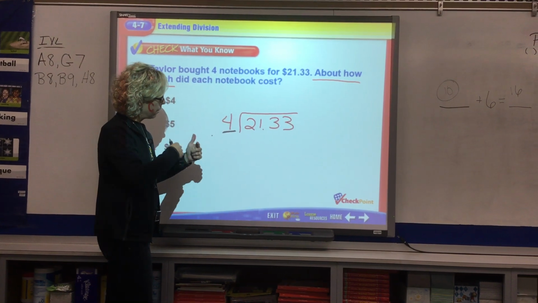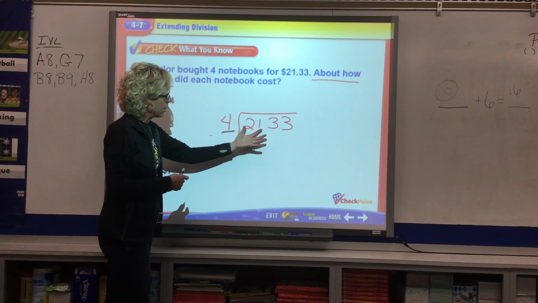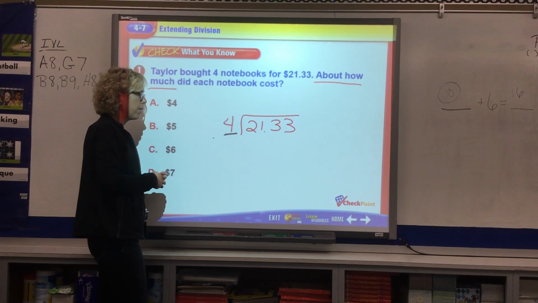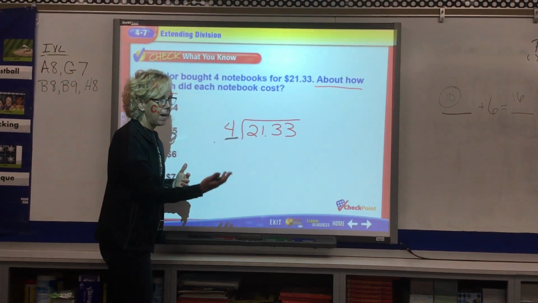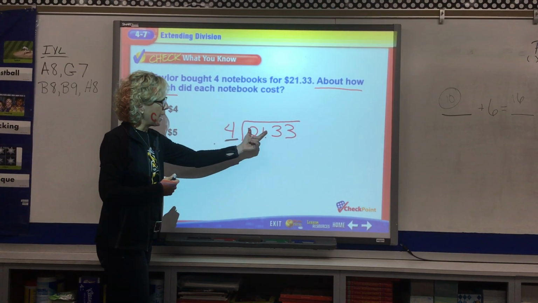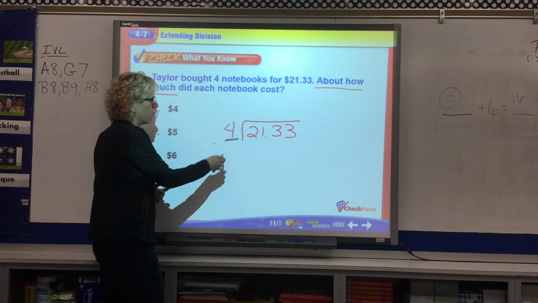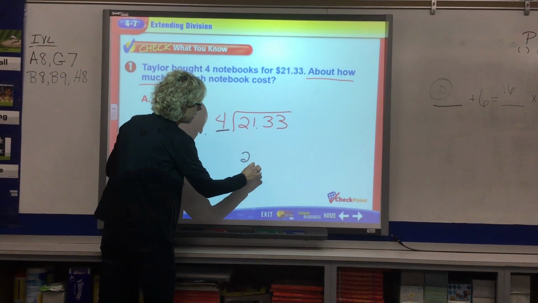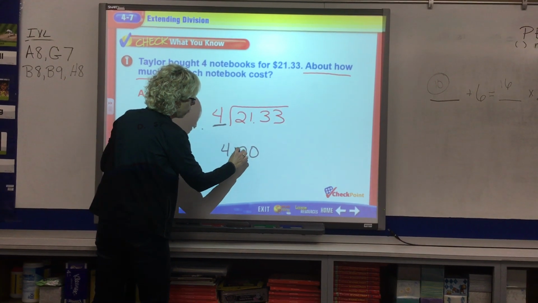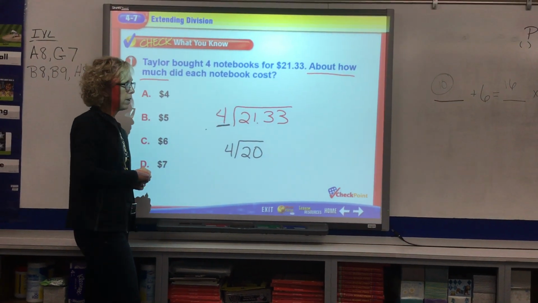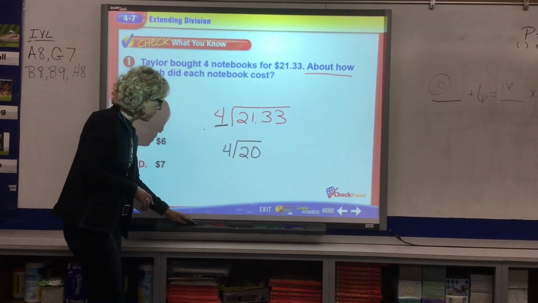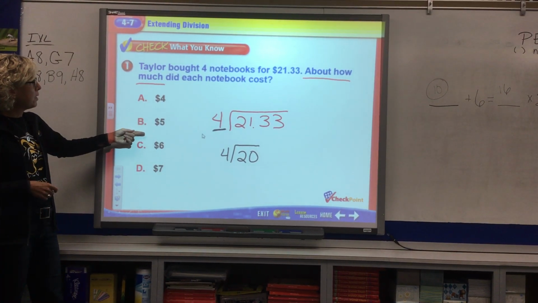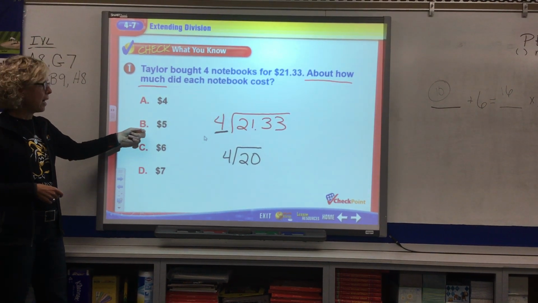So when I think about multiples of 4 that are close to 21.33, I think, oh, I know that 4 times 5 is 20. That's really close. So we're going to estimate this problem and solve it mentally: 20 divided by 4. That's how you would estimate that problem, and then we can solve that mentally. I know that 20 divided by 4 is 5, so each notebook costs about $5.